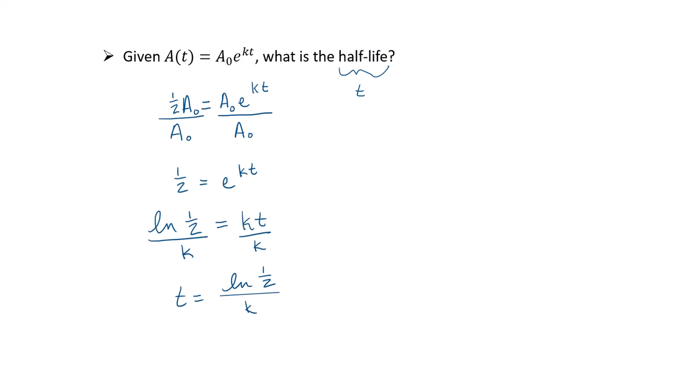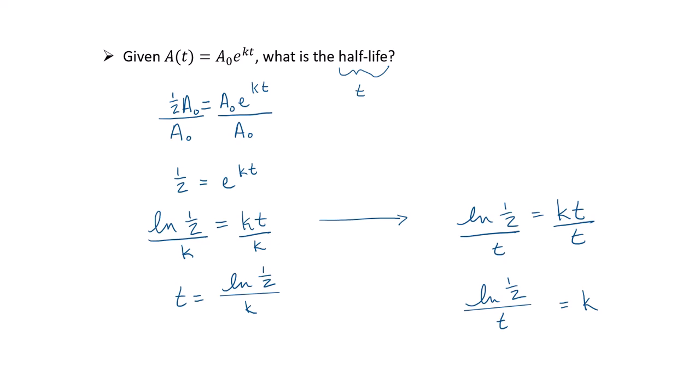I could also solve from this point. So at this point, when we have the natural log of 1/2 equals kt, if I would instead divide both sides by t, then I could get my constant of decay, and it will be the natural log of 1/2 divided by the half-life.